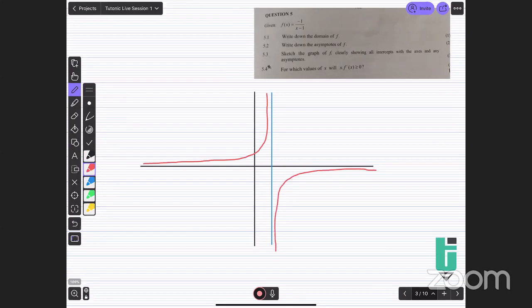Okay. So you use the asymptotes as your guide, okay? So they're asking which values of x will the x value multiplied by the derivative of x be greater than or equal to 0. So the best thing to do is, all they're saying is you're multiplying the x value by the value of the derivative. So at this point, what is x? Is x positive or negative? Positive. It's positive. And the derivative?